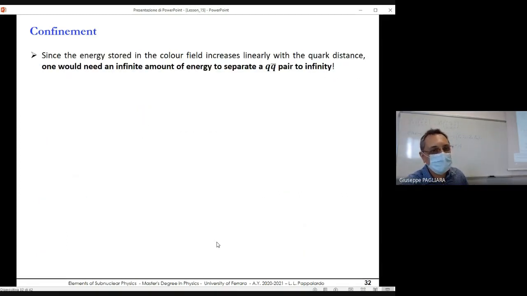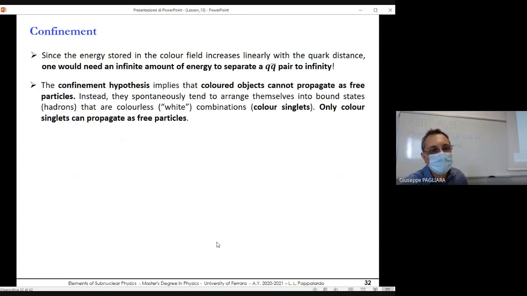Now, since the energy stored in the color field increases linearly with the quark distance, one would need an infinite amount of energy to separate the quark-antiquark pair. That's the essence of confinement. So the confinement hypothesis implies that color objects cannot propagate as free particles.